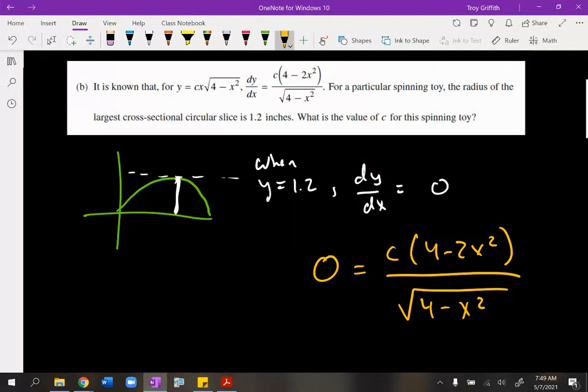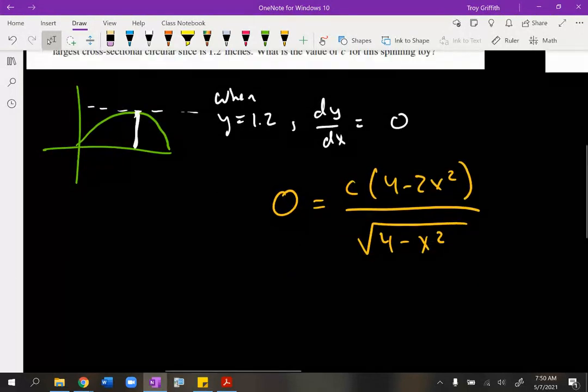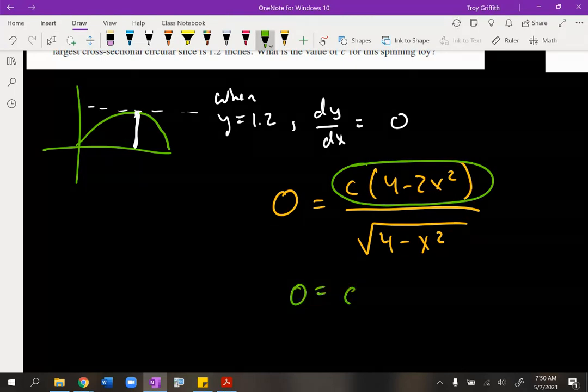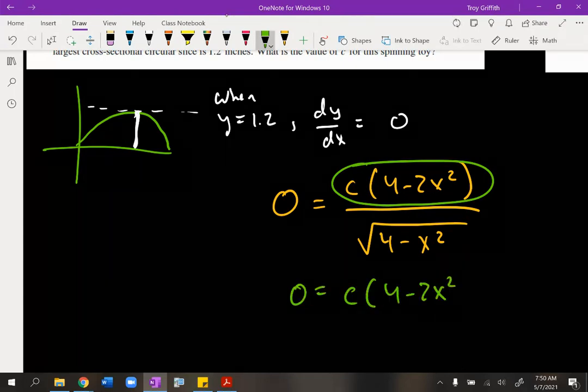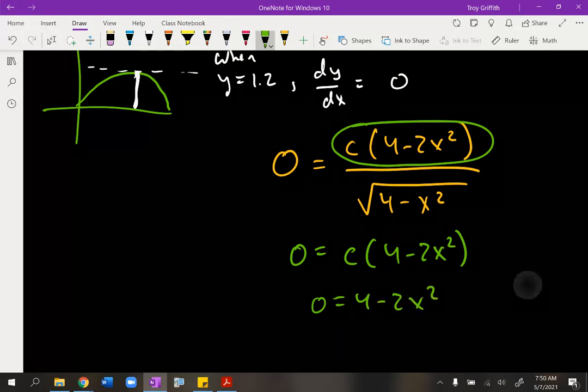Okay. And so as I'm walking my way through this here, what I know is that in order for this to be true, the top of this has to be equal to 0, okay? So when I'm done here, I would have 0 equals c times 4 minus 2x squared. Well, c is some constant, so I know c can't be 0, but I do know that the x value that would make this 0 would occur if this were true, okay? So I'm going to go ahead and solve this real quick.